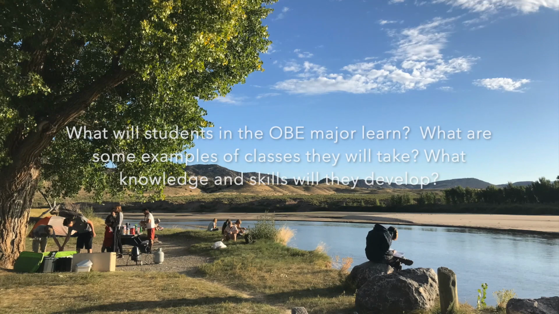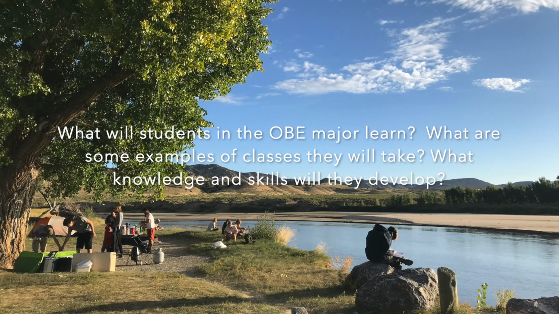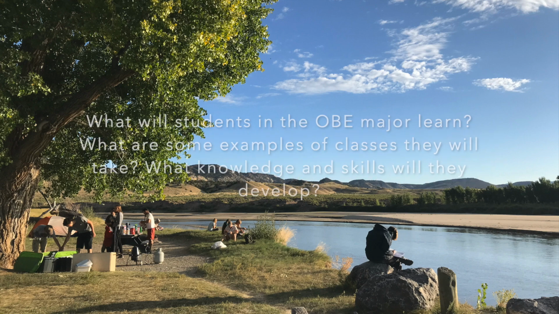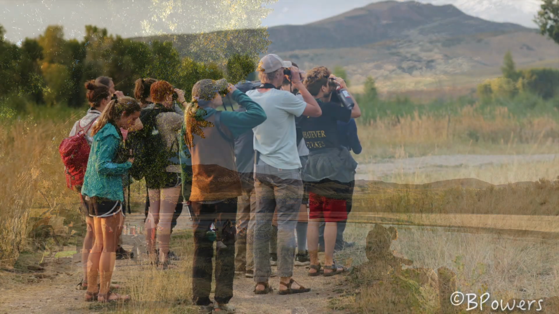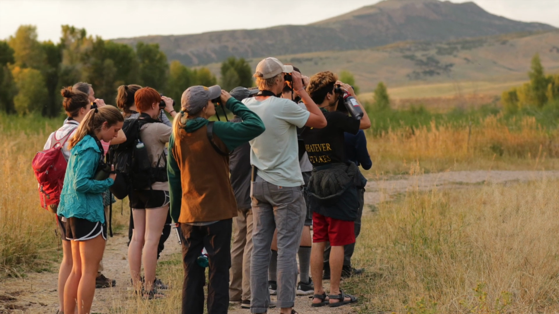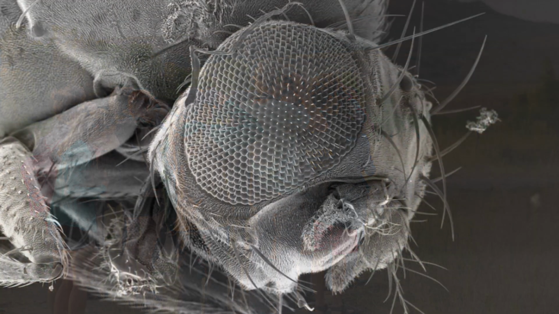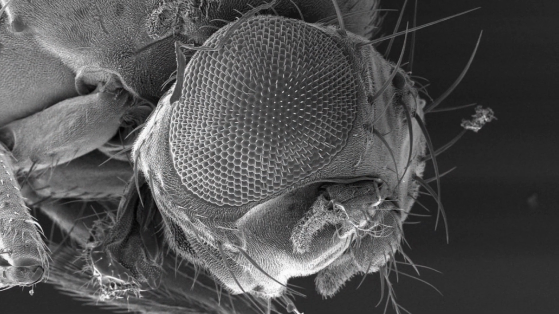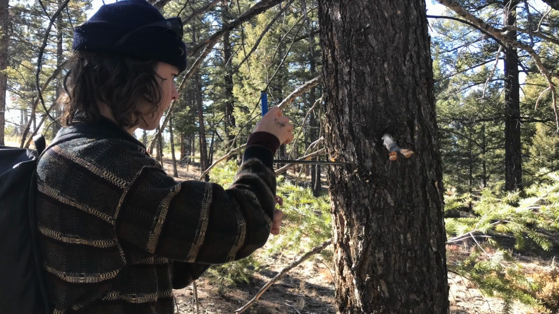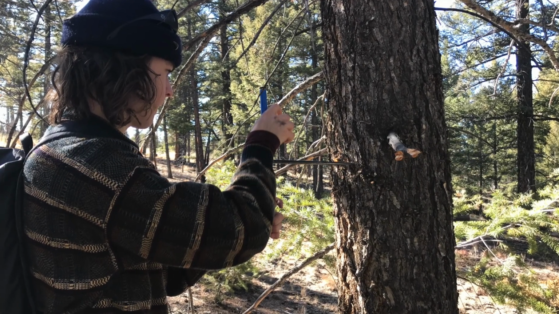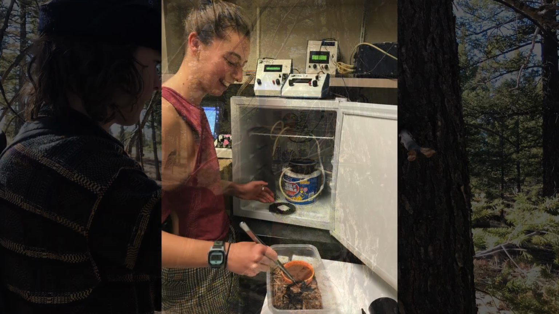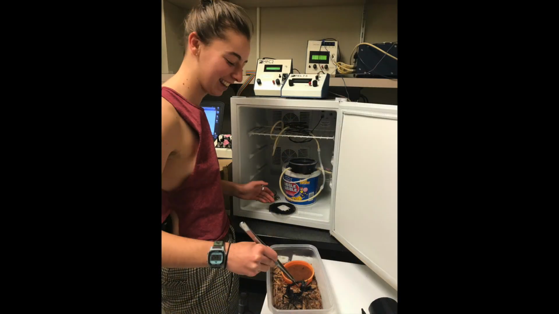Next, we'll discuss what students in the OBE major will learn, what are some examples of classes they will take, and what knowledge and skills they will develop. So our department studies the structure and function of organisms in an ecological and evolutionary context, and some of our research looks at botany, animal and plant ecology, comparative physiology, conservation biology, and molecular ecology. Every block, students get to focus on a different subject and really dive deep into the learning.